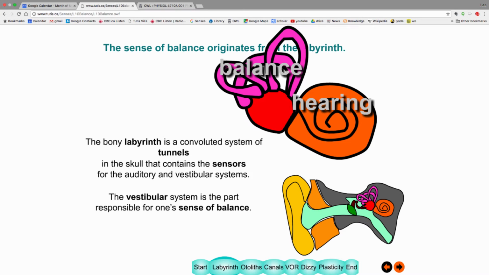Okay, so last time we talked about this part here, the cochlea, and how it affects hearing. Well, if you look into the ear, you can see here the eardrum and here the cochlea. Beside it is this convoluted shape thing called a labyrinth, and it's a whole bunch of tunnels burrowed into your skull, and that provides you with a sense of balance.